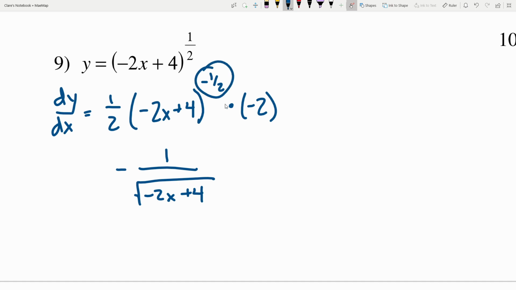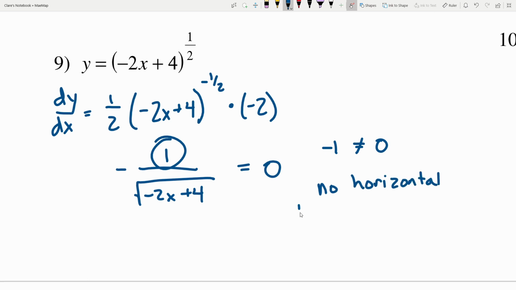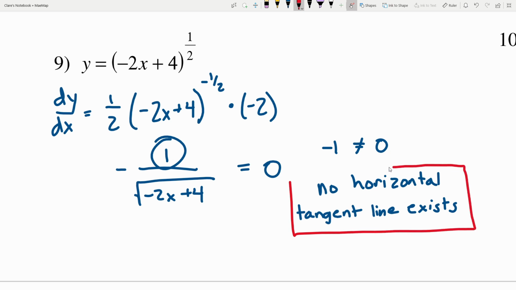Because x to the negative 1/2, I can write as x to the positive 1/2 in the denominator, which is the same as writing the square root in the denominator. So we need to see, when does this equal 0? Well, it's never going to equal 0, because negative 1, our numerator, is never going to equal 0, or 1 will never equal 0. Therefore, again in number 9, no horizontal tangent line exists. There's nowhere on that function where we have a slope or a derivative equal to 0.